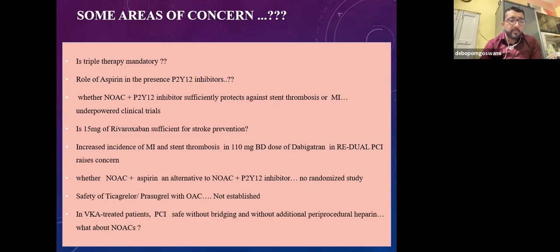And in VK treated patients, PCI is safe without bridging and without additional periprocedural heparin. What about the use of NOACs?